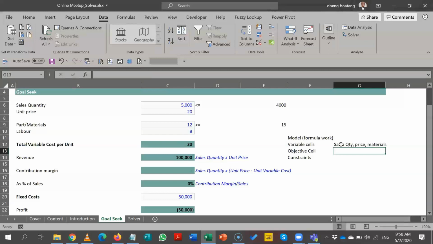What is my objective cell? It's profit. I need it to be equal to 0. And then my constraints are sales quantity should not fly over 4,000. And then the materials, the least I can buy that is 15. So normally it helps to set it out like this so that you know what to put in there when you start the solver.